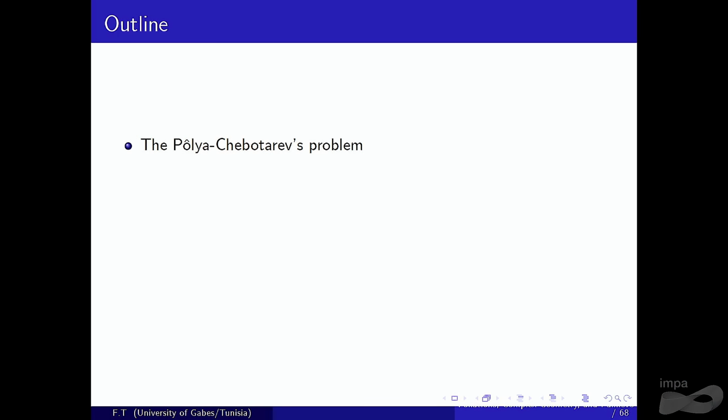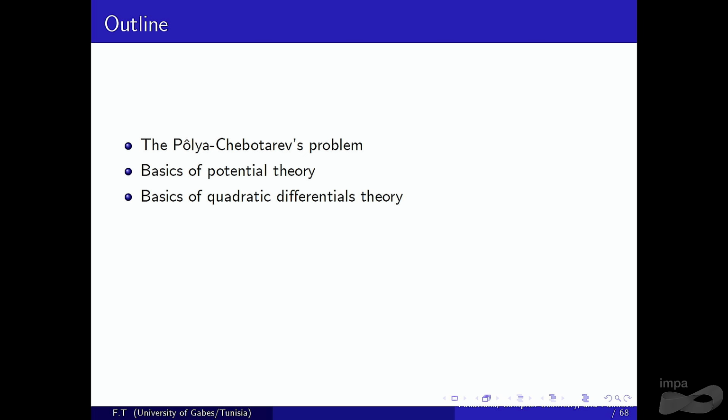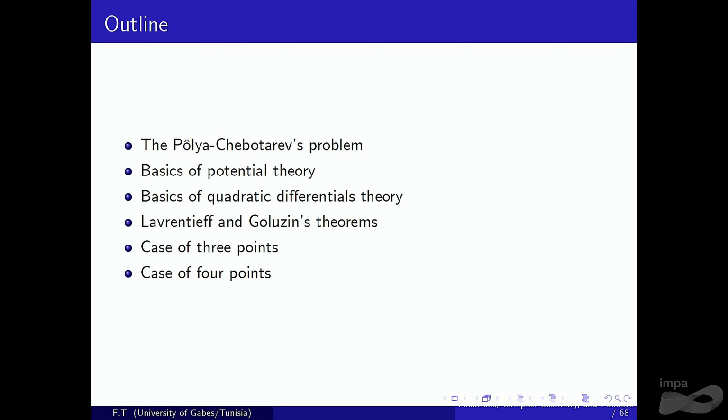Okay. This is the outline of my speech. The motivation is the so-called Foliations problem. And I think, since we have two other talks in the same area, quadratic differentials, it's convenient to give some basics from potential and quadratic differential theory. Then we will see the connection between the Foliations problem and the quadratic differential via Lavrentiev and Golozin's theorems. And we will discuss the case of quadratic differentials related to the Foliations problem for the case of 3 and 4 points. Okay?